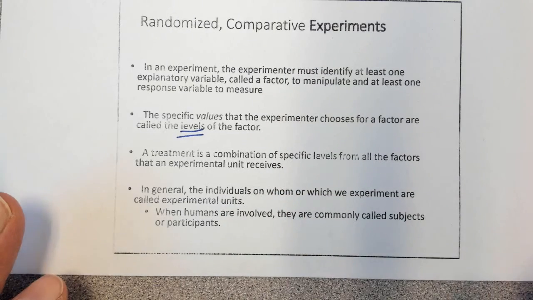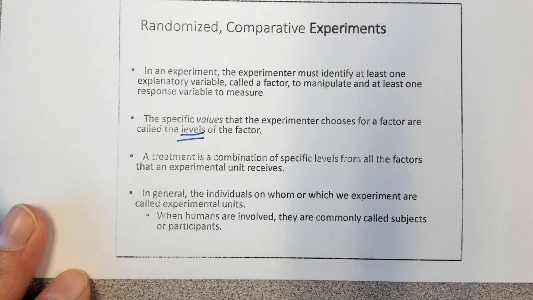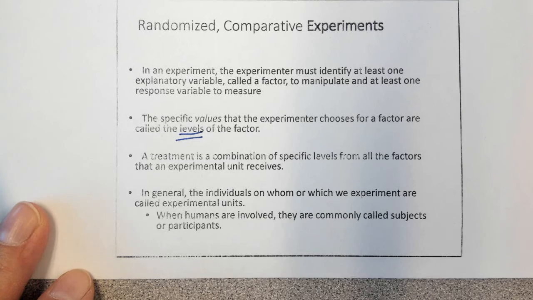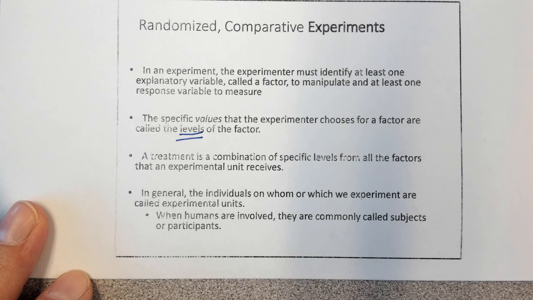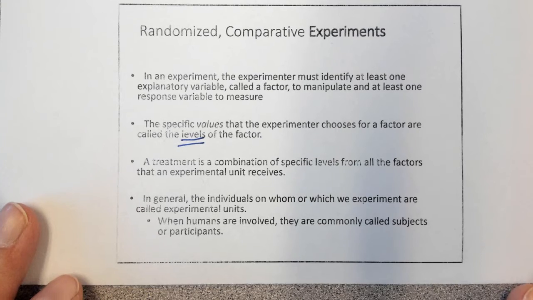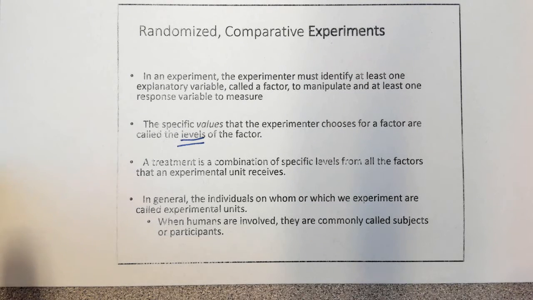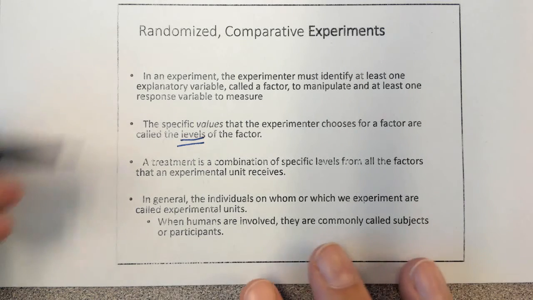So if I give one group no B12 supplements and the other group B12 supplements, I have two levels for the factor vitamin B12. In a different experiment, maybe I'm doing blood pressure medicine, and I might give one treatment group no blood pressure medicine, another treatment group one level, like 50 milligrams, and another treatment group 100 milligrams. So in a lot of experiments, you have more than two levels of the factor. We'll look at those as we go.